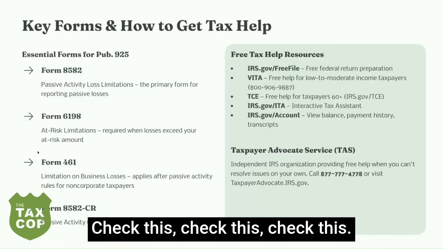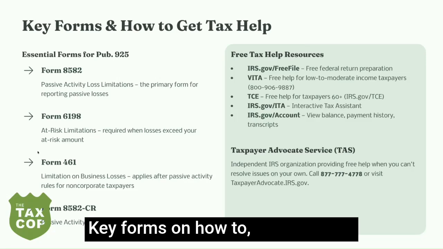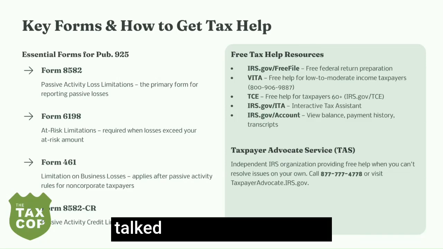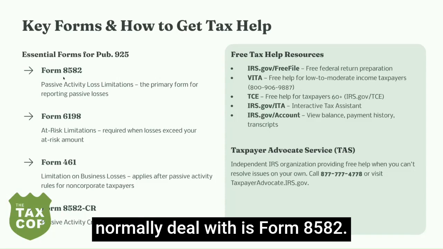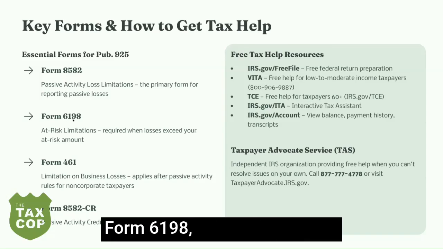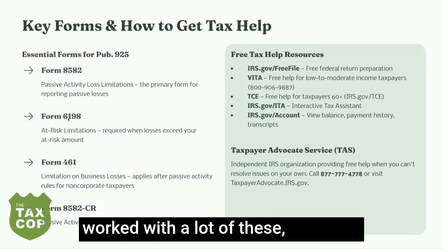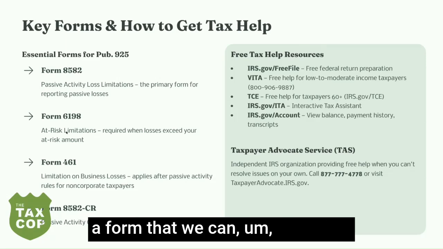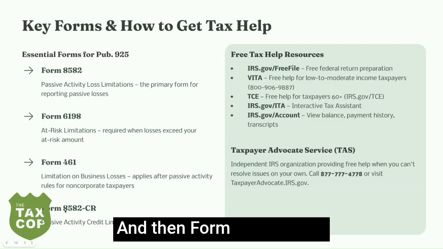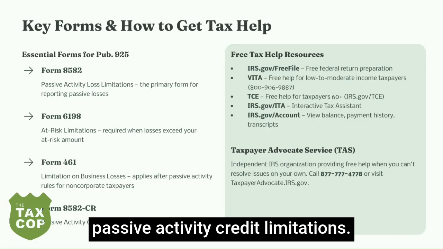Check this. Key forms and how to get help. The primary forms that we talked about, the main one I normally deal with is Form 8582. That's the passive activity loss form. I mentioned that. Form 6198. I haven't worked with a lot of these, but that's a form that we can deal with. Limitation on business losses, that's Form 461. And then Form 8582, passive activity credit limitations.